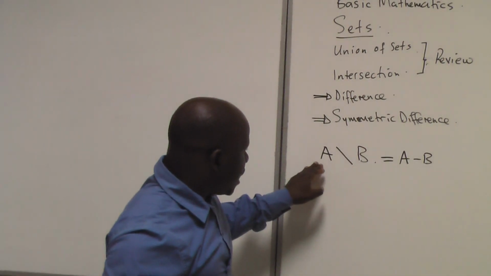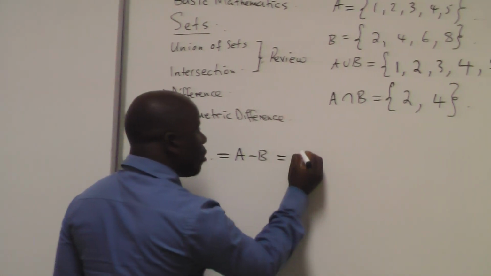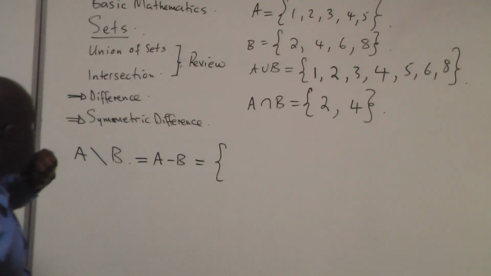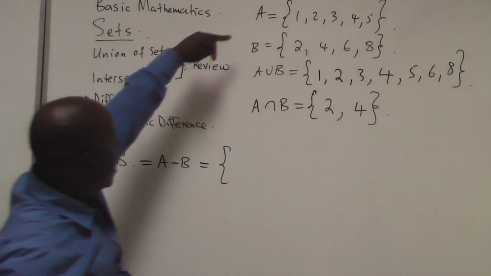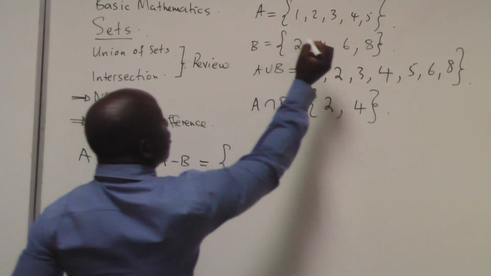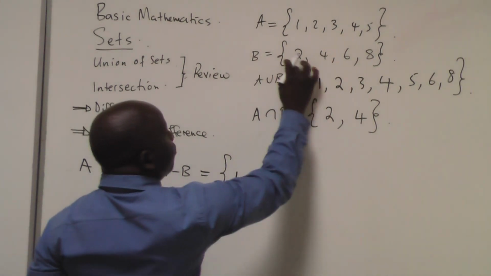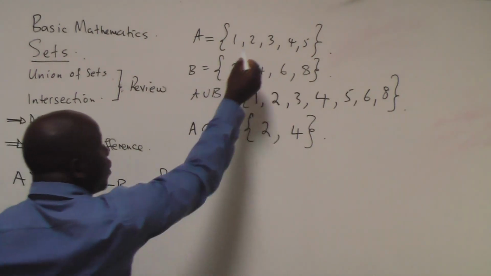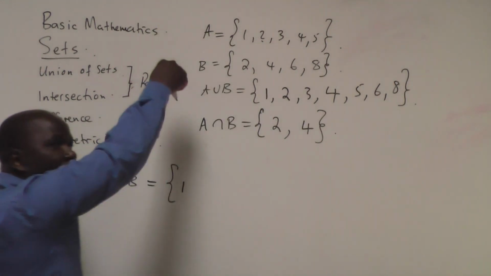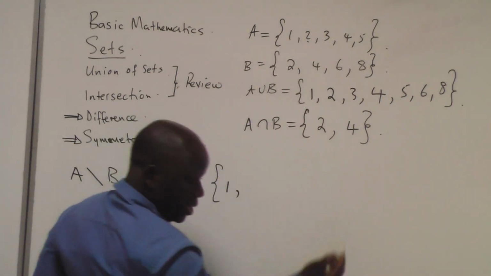Now, set difference A, B would be equal to, now we are using the same example, what are the elements which are in A but not in B? So in other words, 1 is in A, but it is not in B, so we retain it. But when we go to 2, because 2 is in B, we don't write 2, even though 2 was in A. So it will be 1, 3, sorry.